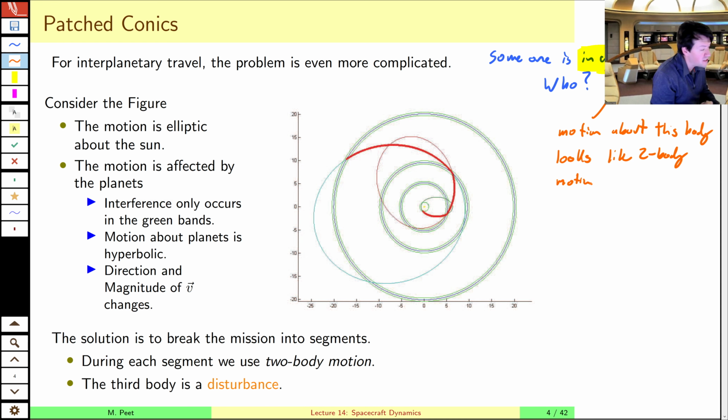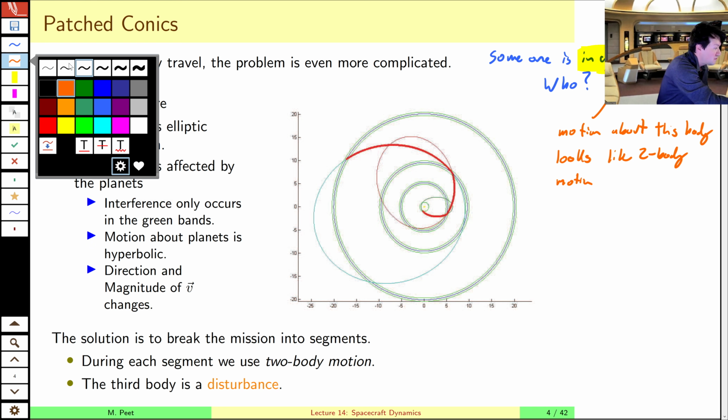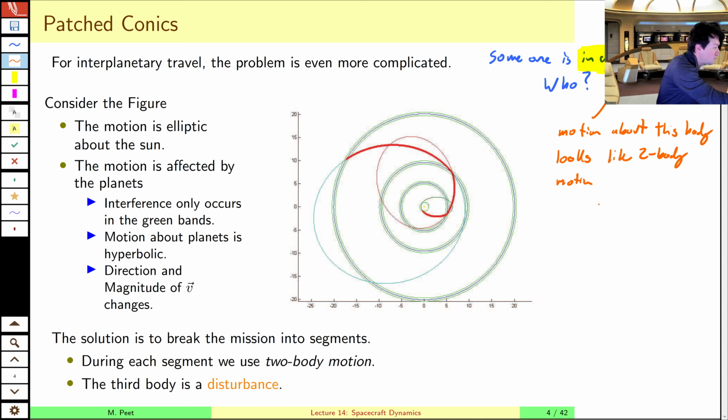That is, it looks Keplerian. So two-body motion, as in elliptic. In these orbits, Kepler's three laws apply. So we're going to be establishing conditions on which the motion looks like Keplerian elliptic motion, and then we'll hope that the transition between those points is relatively short, right?